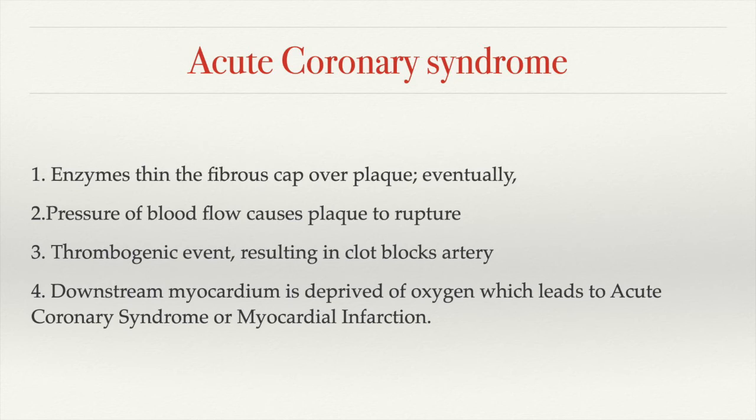Acute coronary syndrome. The first step is enzymes thin the fibrous cap over the plaques. Eventually, the pressure of blood flow causes plaques to rupture. Thrombogenic events result in a blood clot in the artery. Downstream, heart muscle is deprived of oxygen, which leads to acute coronary syndrome, or what we call a myocardial infarction.